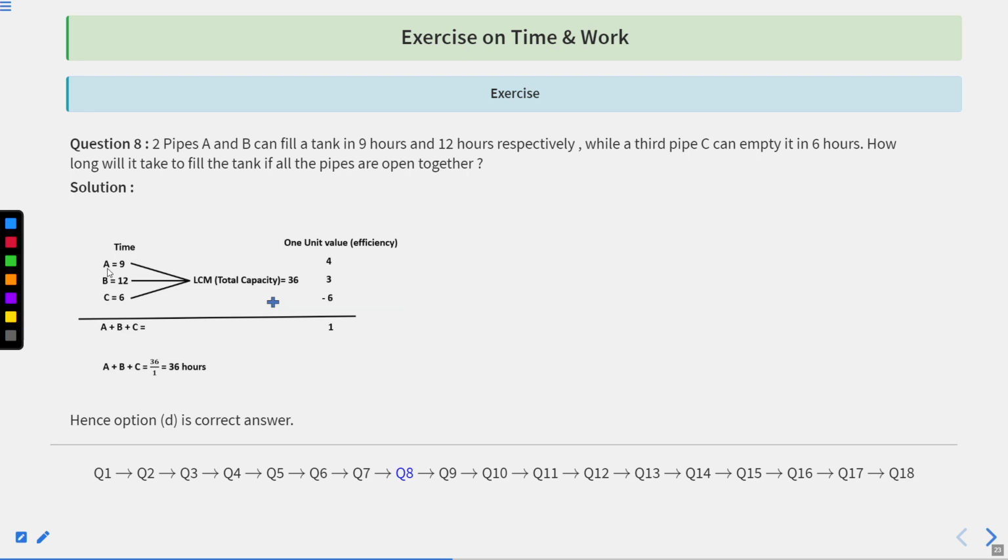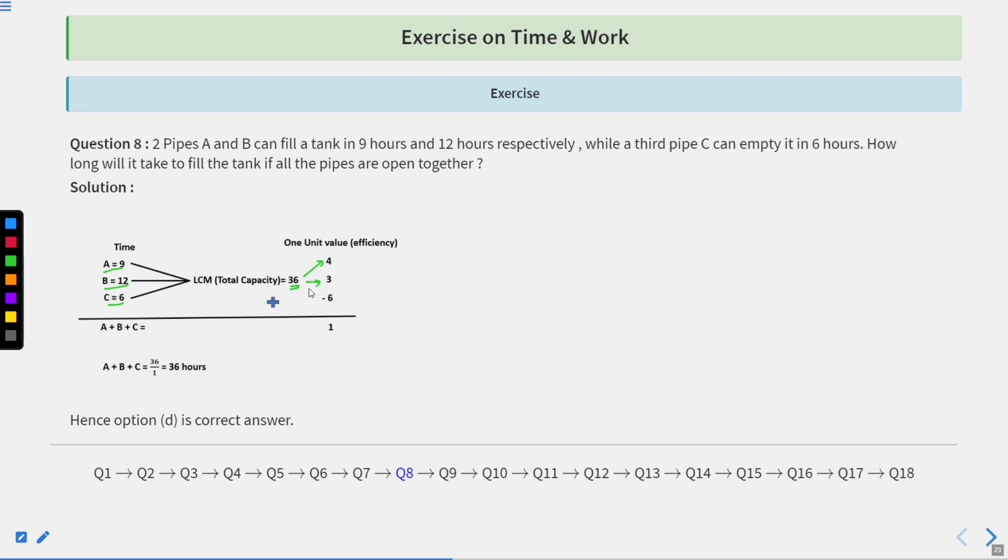So we have A equal to 9 hours, B equal to 12 hours, and C equal to 6 hours. So let us first try to find out the total capacity of the tank. So the total capacity of the tank is 36. Okay. And what is the efficiency of pipe A? It is 4. Efficiency of pipe B is 3.